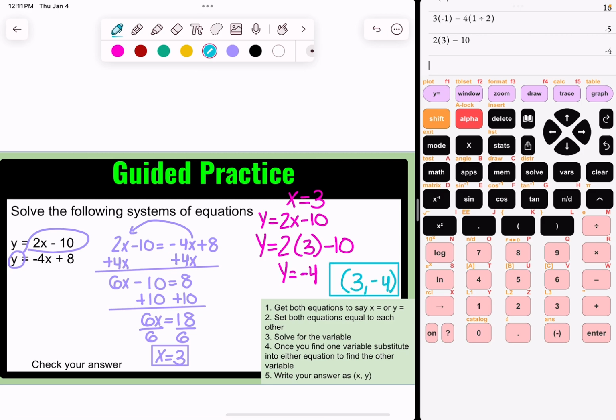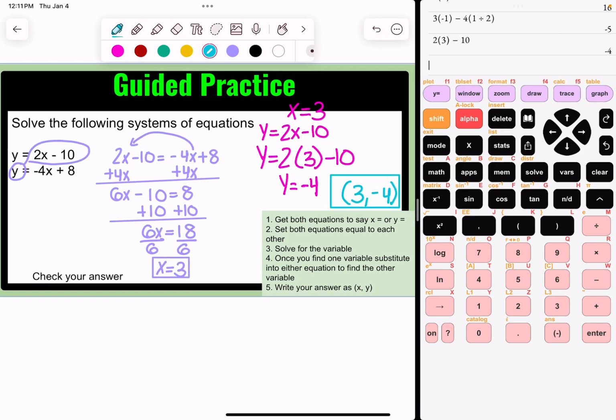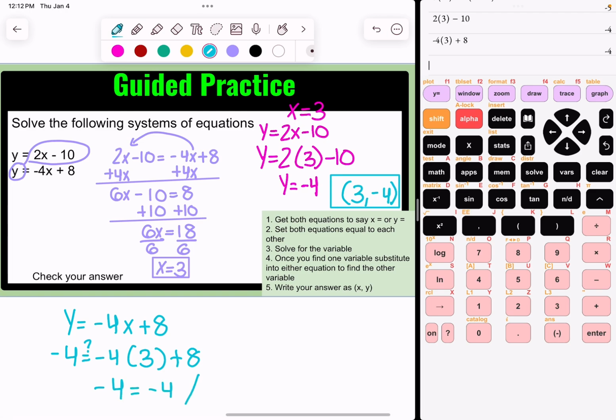I never ever want to just submit this answer, because if it was wrong, I'd feel really sad that I didn't try checking it. So I'll use the second equation here since I haven't used that one yet. y equals -4x plus 8. y is -4, hopefully equals -4, x is 3, plus 8. And let's see if this works. -4 times 3 plus 8 is -4. -4 does equal -4, so we are good.